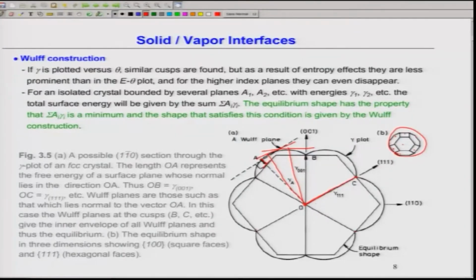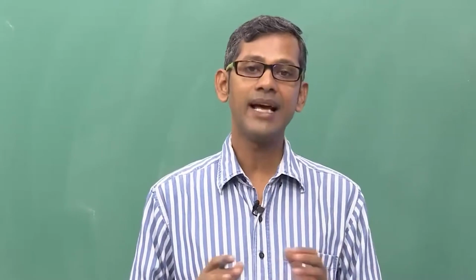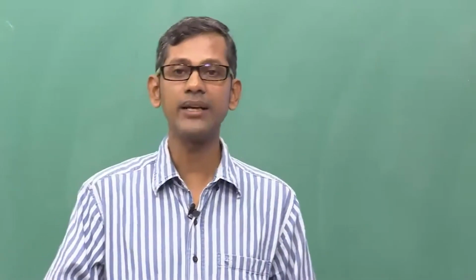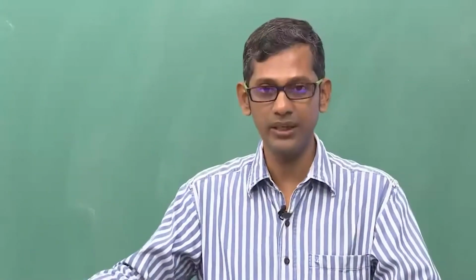If this is 110, this distance will be proportional to gamma 110, okay. That is how we can calculate; you can actually get a ratio of the surface energies of each of these planes. So, let us stop it here. That is the way solid-vapor interfaces are dealt with.